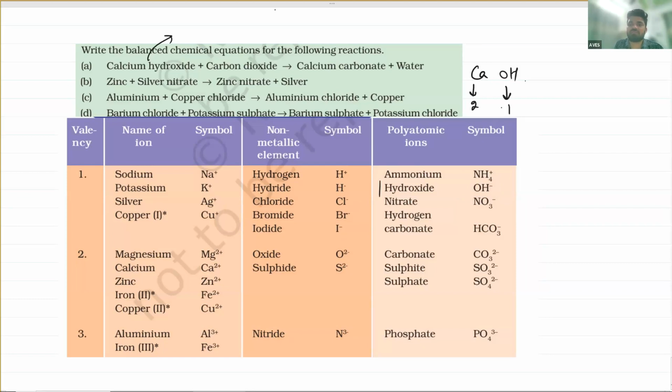Then you will cross multiply this one. One is not going to multiply. You will write Ca(OH) whole twice, the calcium hydroxide formula. Carbon dioxide, everyone knows that it is CO2.